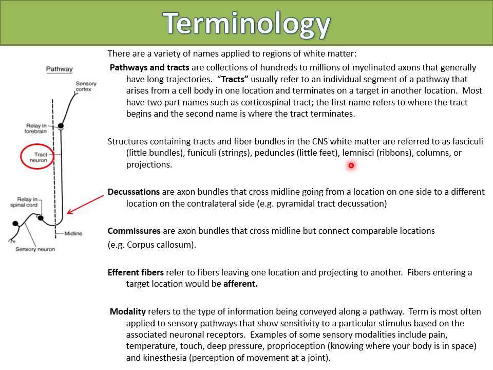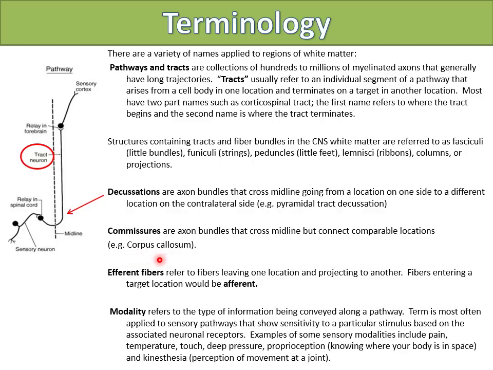Lemnisci, which are ribbons of white matter that we'll see, such as the dorsal column medial lemniscus is one of those. The columns that we referred to, the dorsal columns for sensory information, and then a variety of other projection terms. Decussations are axon bundles that cross the midline, going from one location to a different location on the opposite side of the nervous system. Commissures are axon bundles that travel from one side of the nervous system to the other to similar locations, and the classic one of those is the corpus callosum.